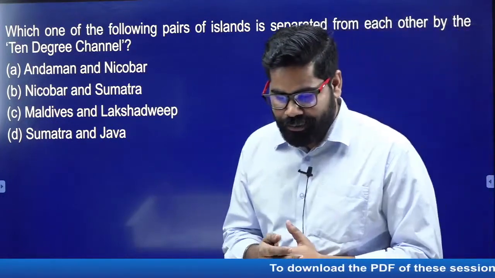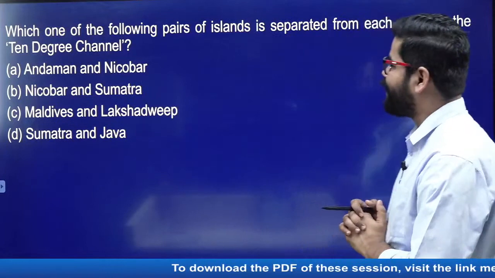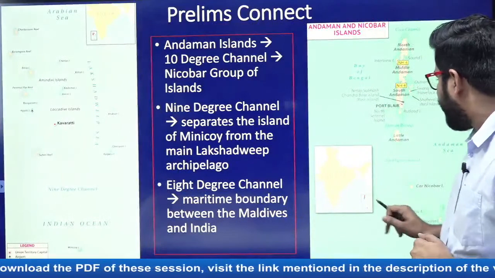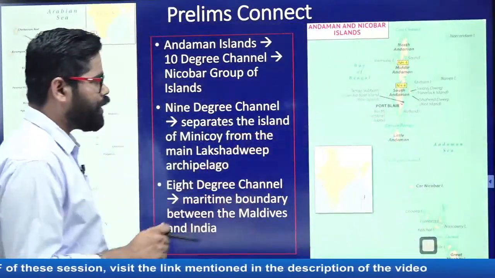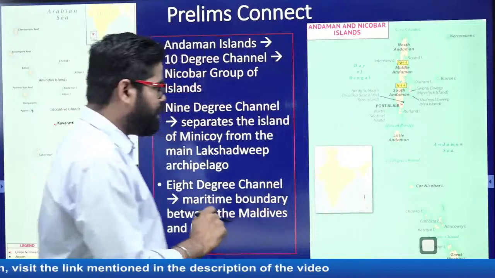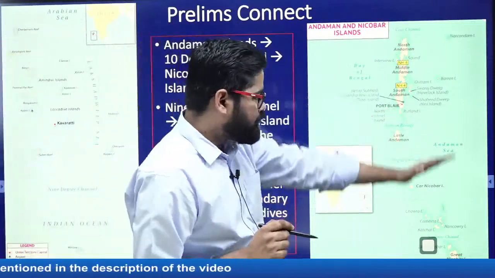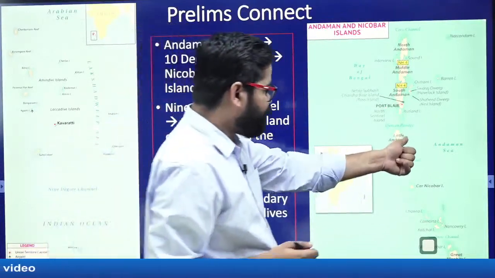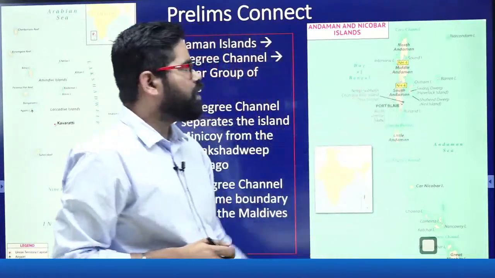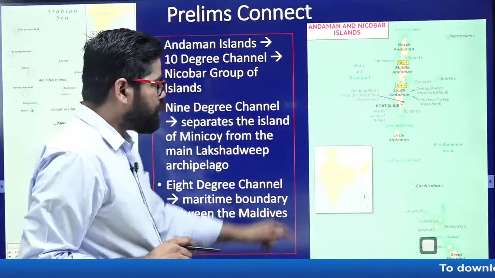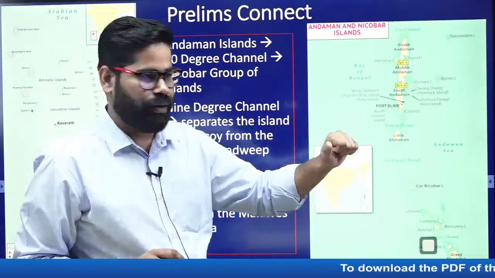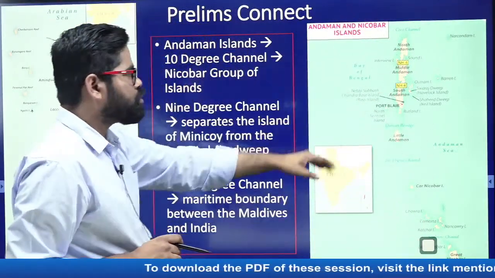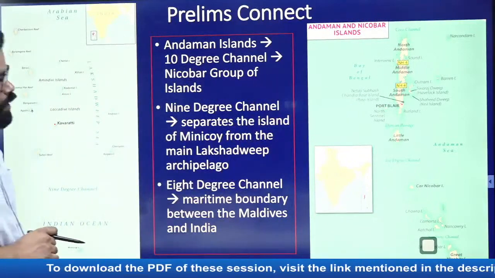Now see, I have got answers as A. Yes, all of you are correct. 10-degree channel is basically separating Andaman and Nicobar. See, here on this portion, we are having this Andaman and Nicobar. You can see 10-degree channel is there, separating the Andaman Islands from the Nicobar Islands. And there is one more thing, Duncan Passage. Duncan Passage is separating the Little Andaman from the Great Andaman. So Duncan Passage is also one thing which you can remember. It is separating the Little Andaman from the Great Andaman portion or the South Andaman portion.